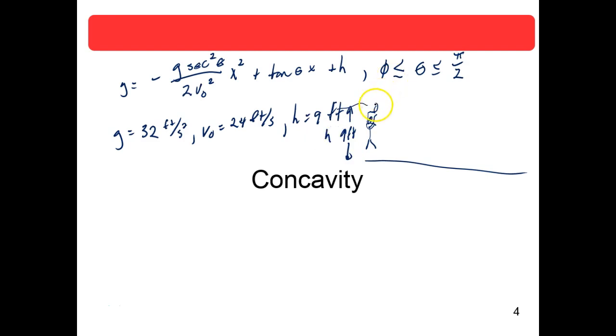Initial velocity, we don't know in what direction, is going to be 24 feet per second. And of course the acceleration due to gravity, which is pulling it downward, is 32 feet per second squared. And by the way, that's why the minus sign is in front here, because the acceleration is always negative. The g is positive, but gravity is always pulling it downhill, toward the center of the earth. That's why that first term is a negative term.